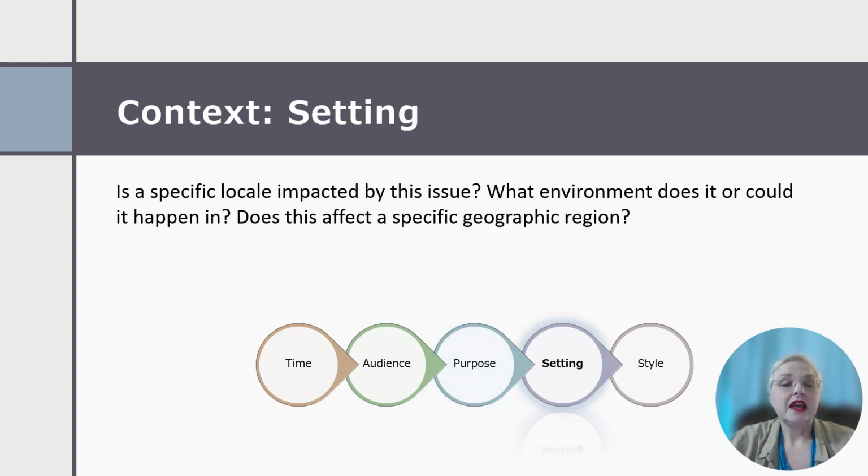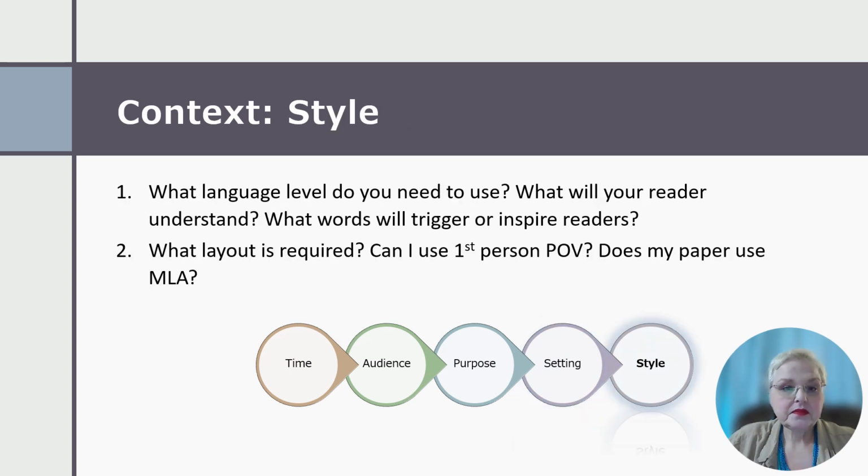Setting is place. It might be essential. This can include a specific location like a fast food restaurant, or even more specific like Taco Bell. It could include a general area like all 2-year colleges, or even a geographical region like Seminole, Oklahoma. So think about, is a specific locale impacted by the issue? What environment does it or could it happen in? Does this affect a specific geographical location? These are all aspects of setting that might be important.